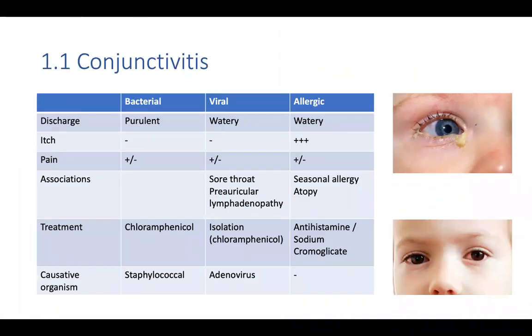The most common presentation to pediatrics A&E is conjunctivitis. There are three different types: bacterial, viral, and allergic. The clues that help us differentiate them from one another are the discharge, which is purulent in bacterial, and the associations. The treatment for bacterial and viral conjunctivitis is topical chloramphenicol.